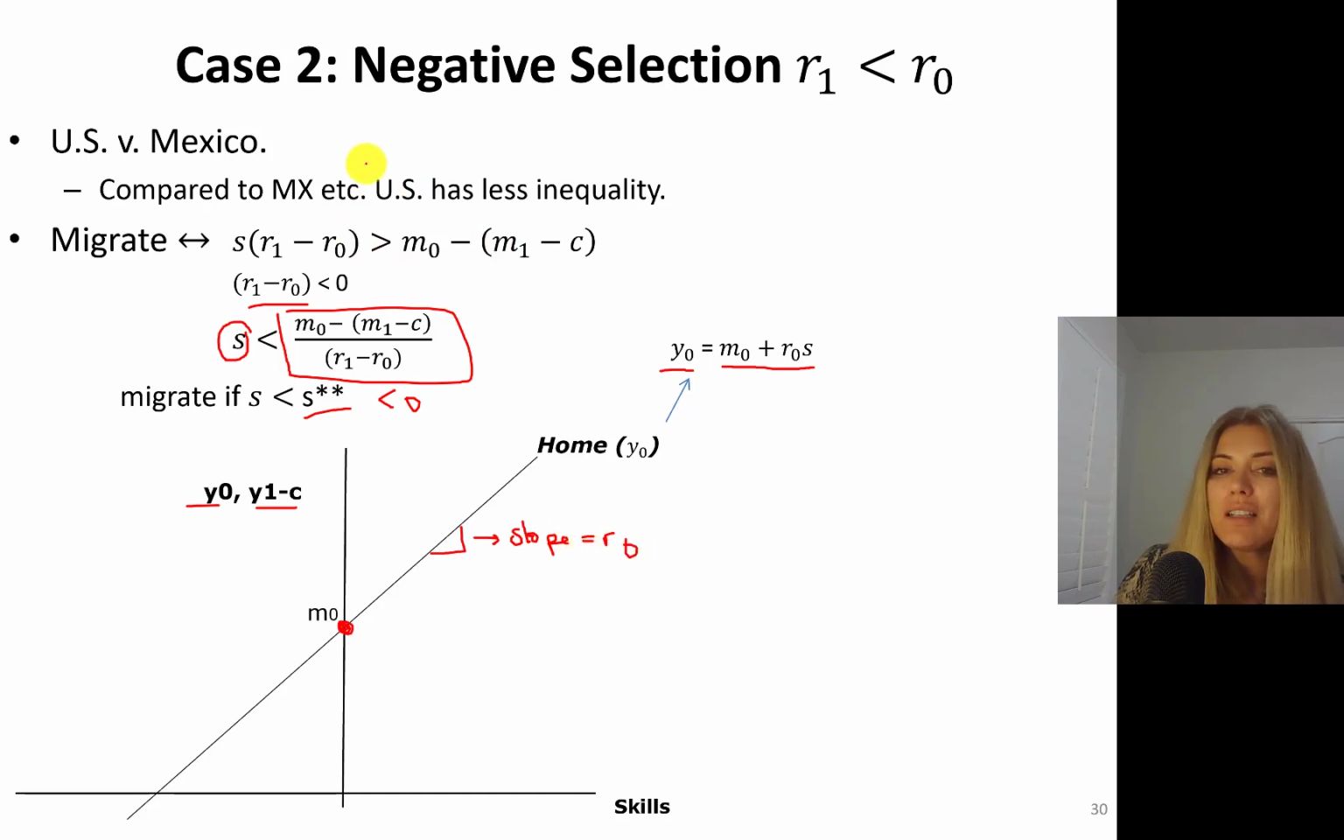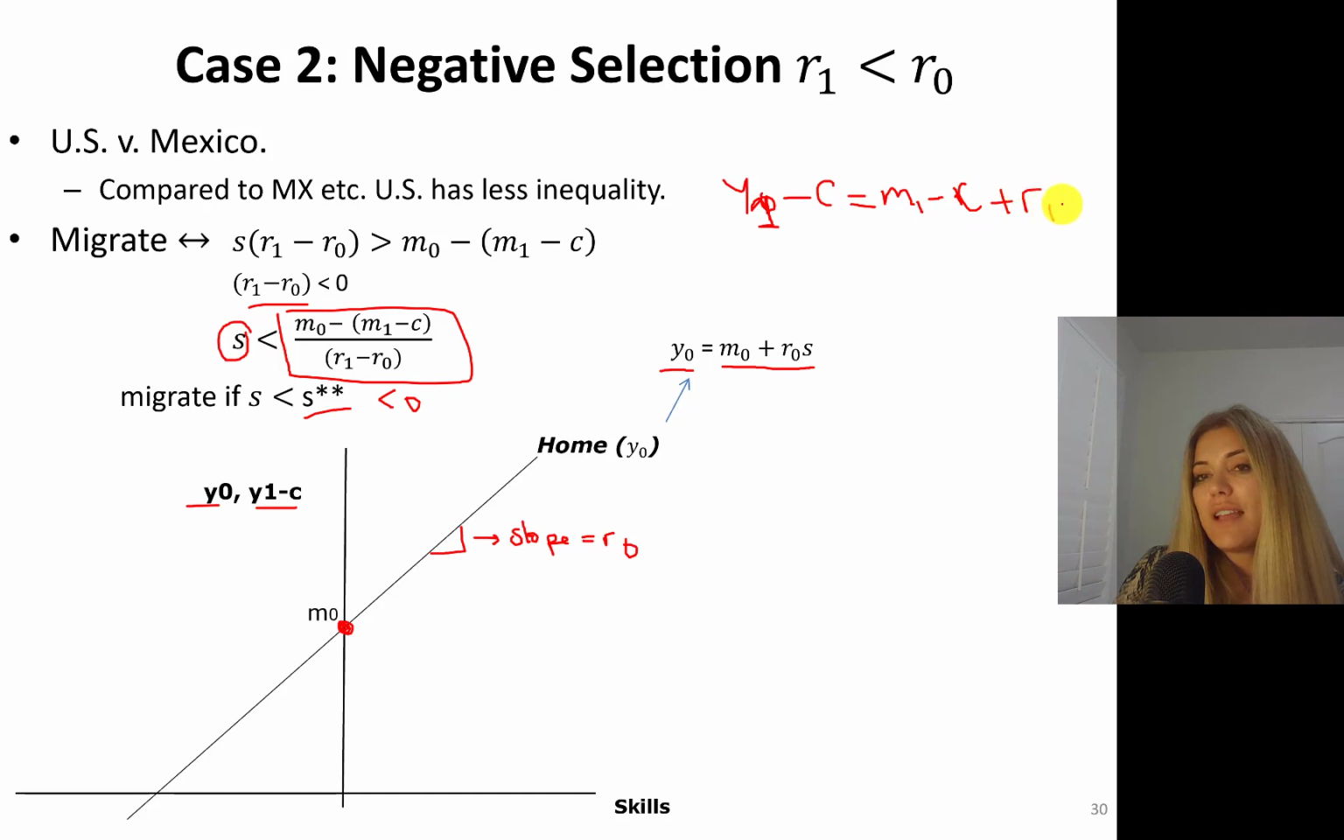So M1 minus C, I'm going to draw the return to your skill level in the US. Y1 minus C. So it's M1 minus C plus R1S. So M1 minus C, we know that M0 will be always greater than M1 minus C.